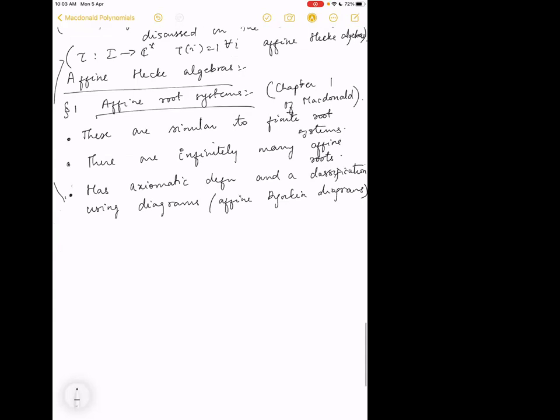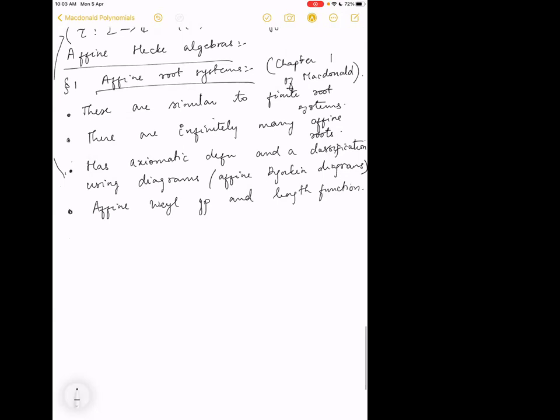And this leads to the definition of the affine Weyl group and length functions. And of course, we have the notion of fundamental domain, just like the Weyl chamber. You have a notion of a fundamental domain here, which is called an alcove. They're not called Weyl chambers here. They're called alcoves here.